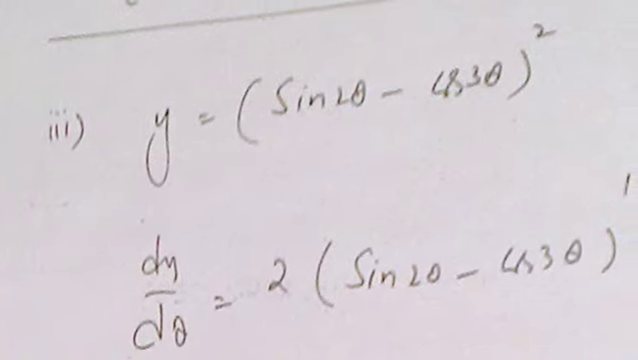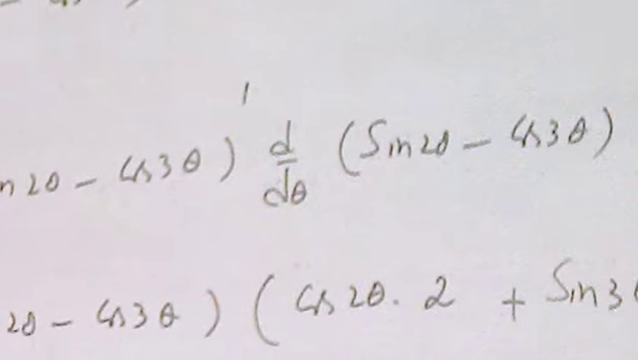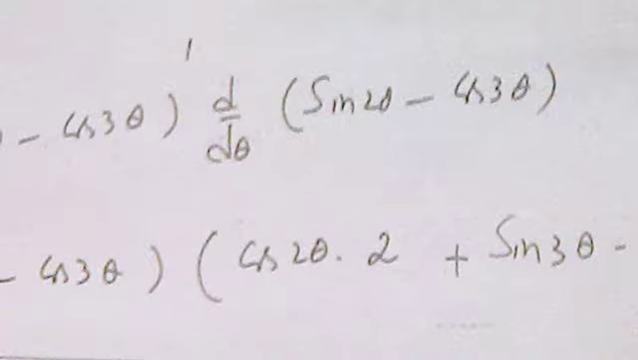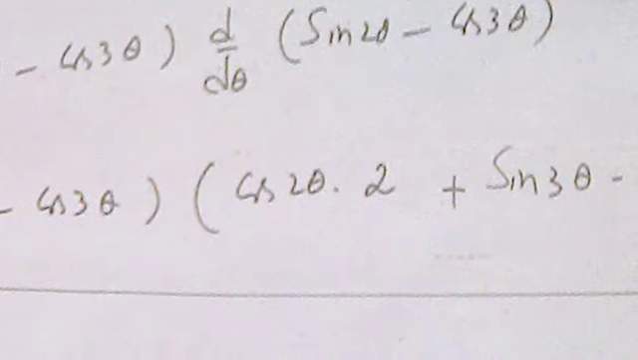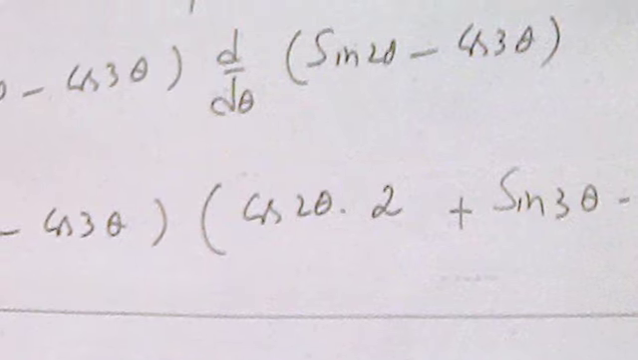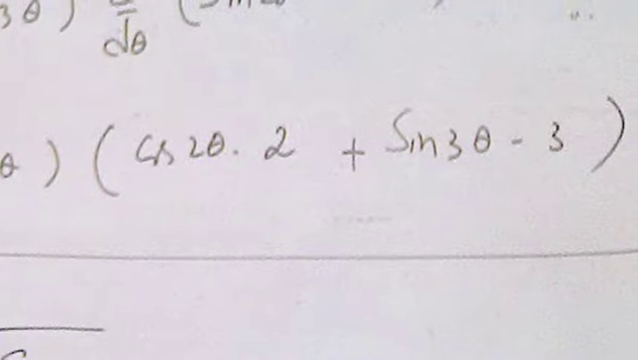Now the third part. Again we apply the power rule. Power is 2 minus 1, and then derivative of the base. Base is sin 2 theta minus cos 3 theta. Derivative of sin 2 theta is cos 2 theta times 2. Derivative of sin is cos, and the angle is 2 theta, and derivative of 2 theta is 2. And derivative of cos 3 theta is minus sin 3 theta, minus times minus, and derivative of the angle 3 theta is 3.